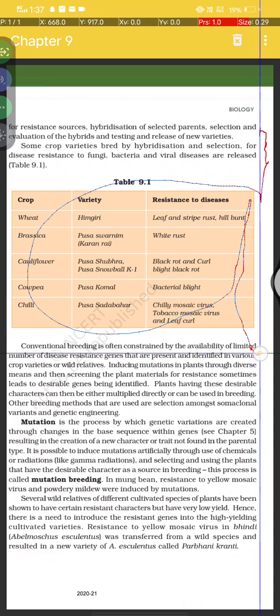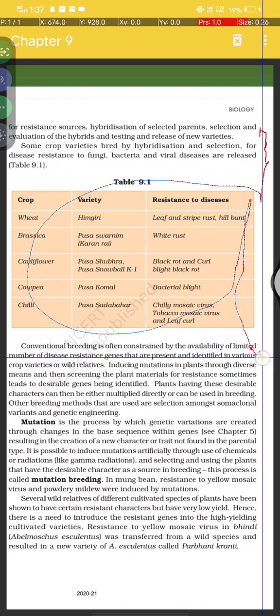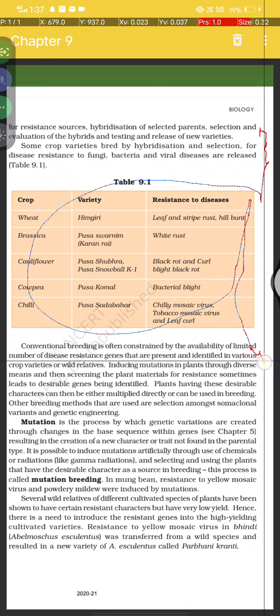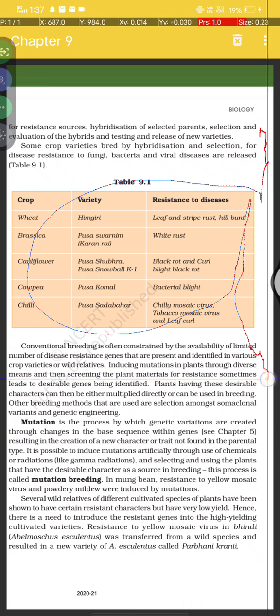Conventional breeding is often constrained by the availability of a limited number of disease resistant genes that are present and identified in the various crop varieties or wild relatives, including the mutation in the plant through diverse means. And then the plant materials with resistance sometimes lead to desired genes being identified. Plants having these desirable characters can be either multiplied directly or can be used for breeding.